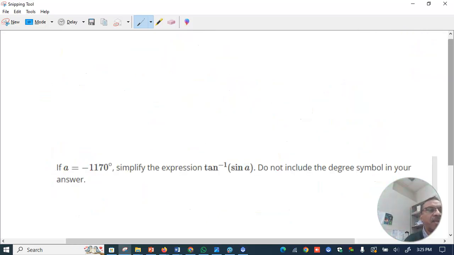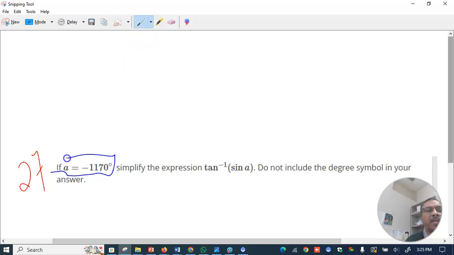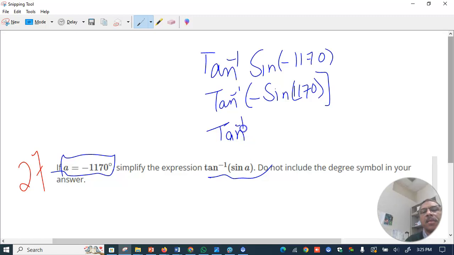Okay, this is question number 27. So if A is given this, so what is this, right? I'll put it like tan inverse of sine of negative 1170, which we can write as tan inverse of minus sine of, and then figure out what is the reference angle. So we want to know how many. So this is minus sine of, okay.